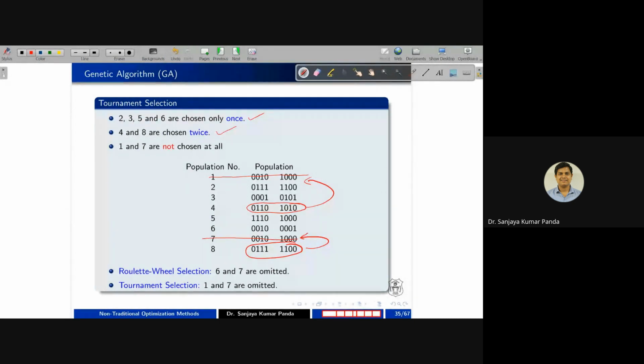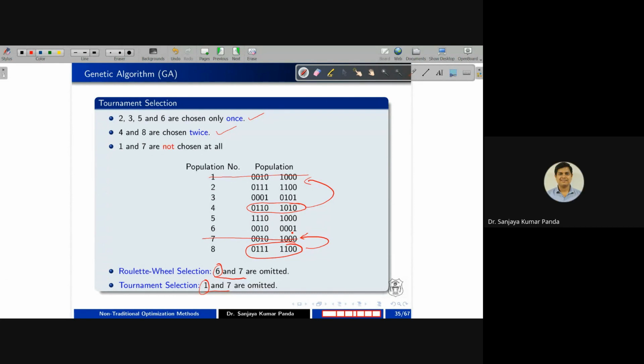In the roulette wheel case, if you remember, in the previous case we omitted the 6th and 7th populations. But the tournament selection case suggested that you omit the 1st and 7th solutions. That's why you see there is a difference. Here we are keeping the 6th population and omitting the 1st population. Student: So 6 is weak, sir. It was chosen only once, sir. Which one, madam? In this case or the roulette wheel case? In the tournament also 6 is still weak, sir.